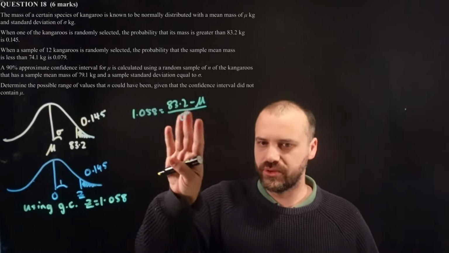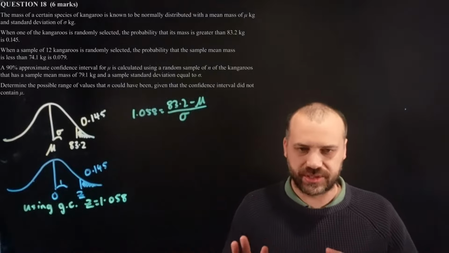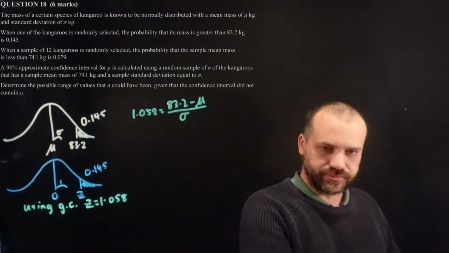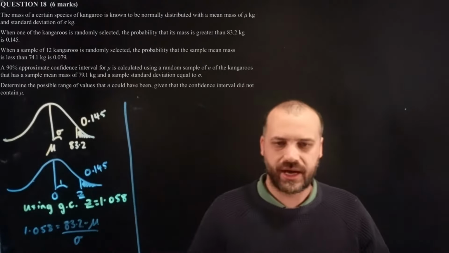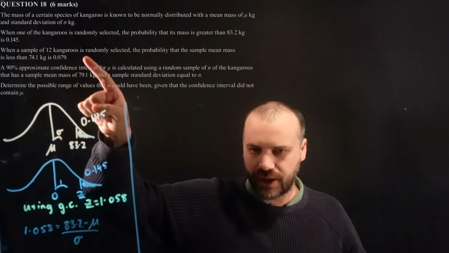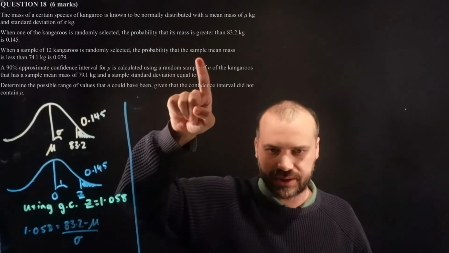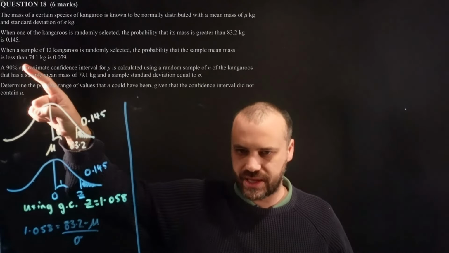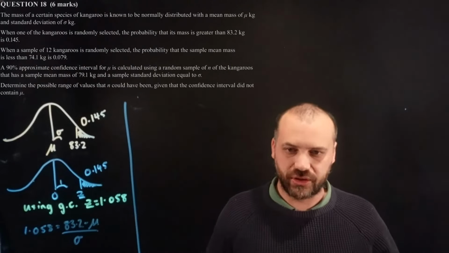Let's just sort of move this stuff over to the side. I'm going to bring this formula down to here just to keep it safe, and we'll move on. All right, so there's my beautiful little formula. I'm going to rule this stuff off, and let's continue. When a sample of 12 kangaroos is selected, the probability that the sample mean mass is less than 74.1 kilograms is 0.079.